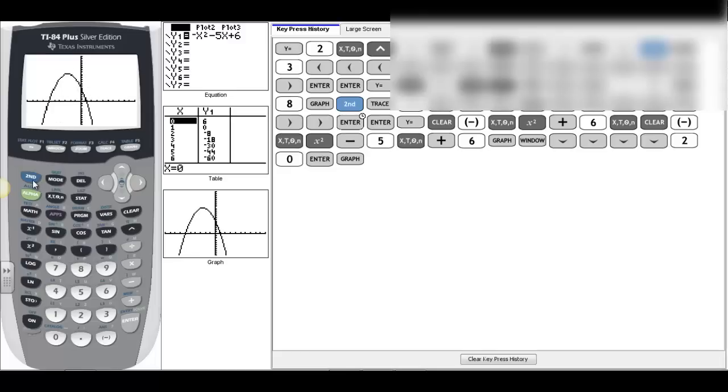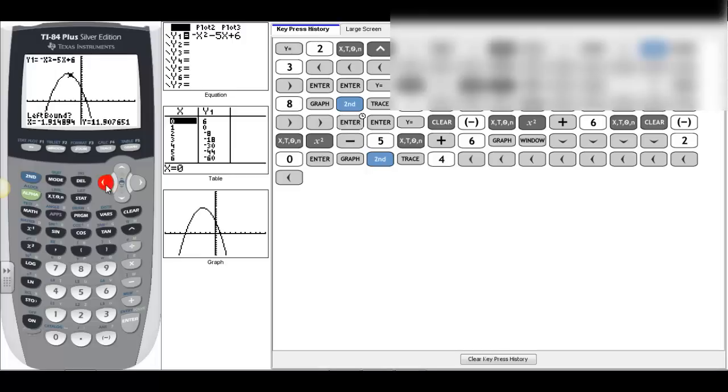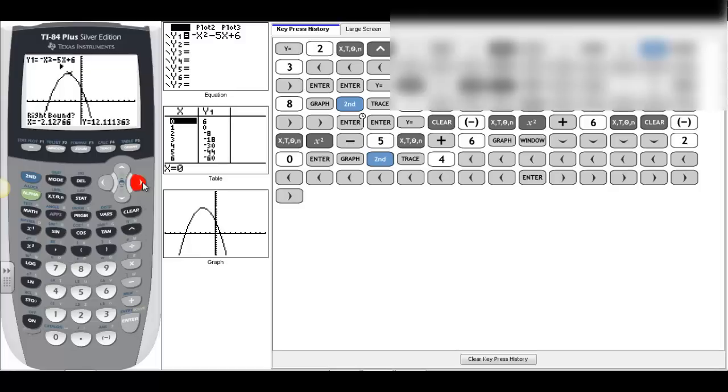And we can do second trace, maximum, which is 4, and do the same thing. Go to the left-hand side of my vertex, so I've got to keep going over here. Anywhere over there, as long as it's not on the vertex, press enter. Right bound, we need to go back through the vertex and to the right-hand side, press enter. Press enter for a guess. And we see that the maximum, or the vertex, would be negative 2.5 and 12.25.